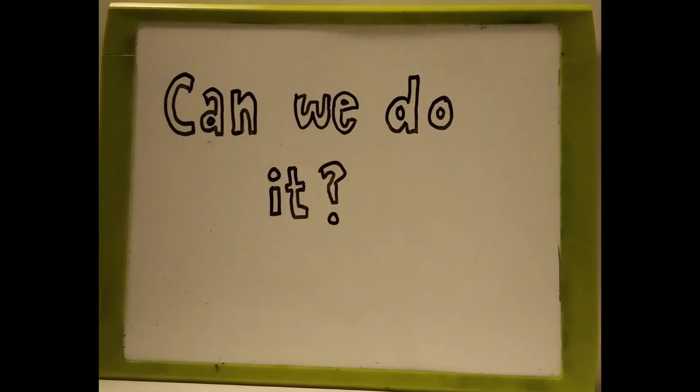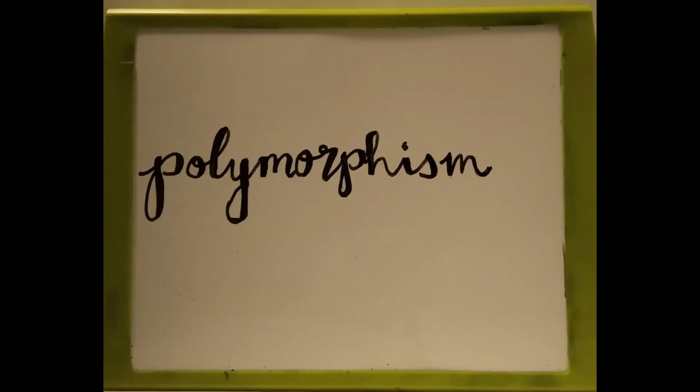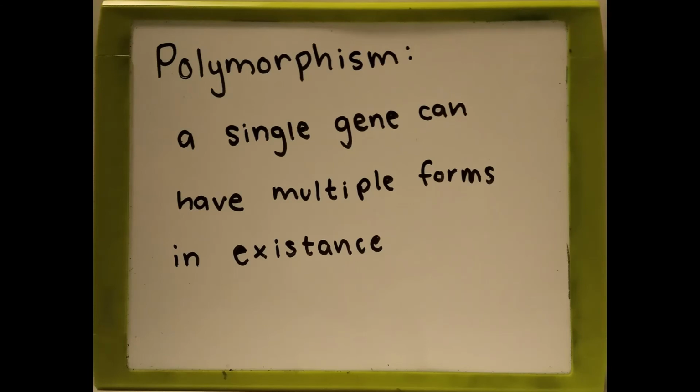So, with all of these genes involved in eye color, can we really predict a child's eye color through hereditary genes? Well, the answer to that is complicated, mainly due to a little thing called polymorphism. Polymorphism means that a single gene can have multiple forms in existence. This basically means that eye color is not an either-or trait.